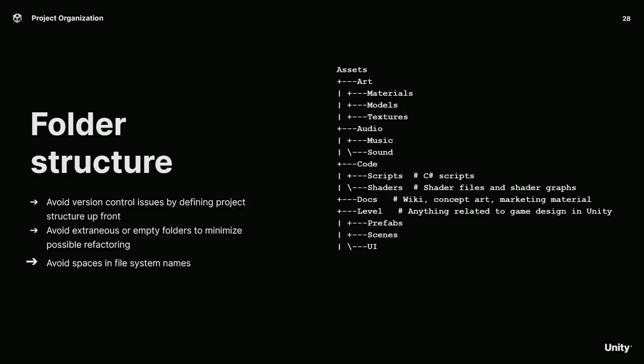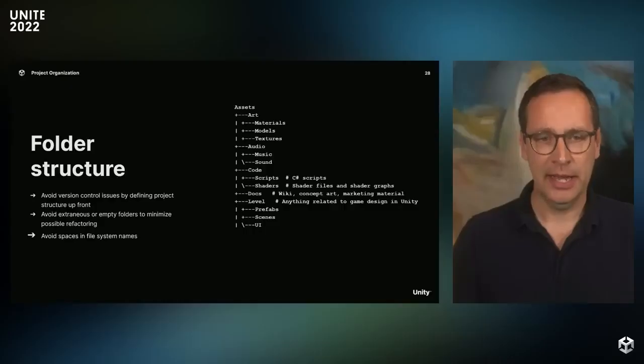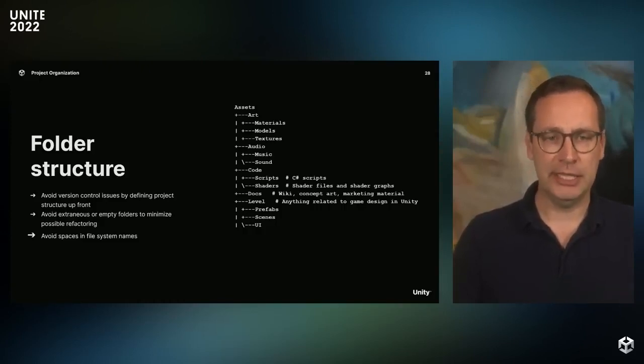The whole goal is to avoid too much refactoring. In general, you also want to store your content files within the assets folder whenever that's possible. And finally, try to stay away from spaces in the file and folder names. You can simply use camel case notation as an alternative for spaces instead.